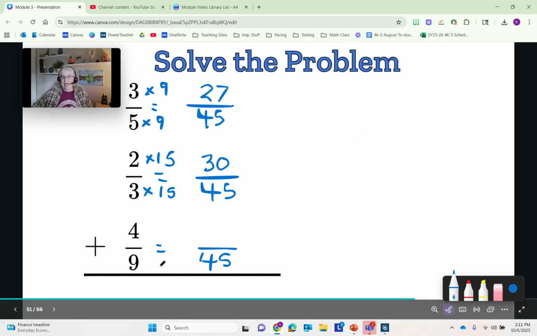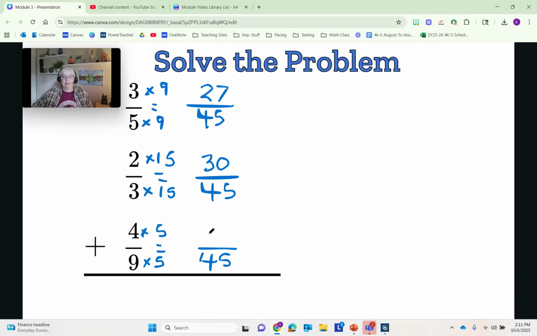Now we're going to do the last fraction. 9 times a number equals 45. Well, that's 9 times 5. So we have to multiply the top by 5. 4 times 5 is 20.